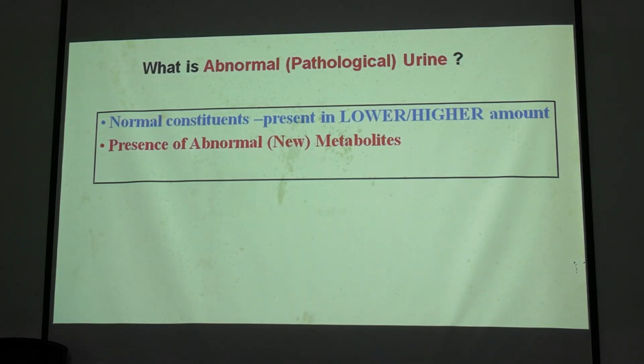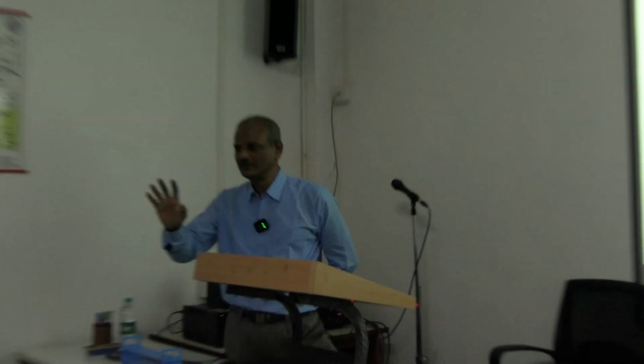So what is abnormal urine? Abnormal means pathological. Normal means it is physiological. Remember, normal means physiological. Abnormal means pathological, means disease. So if a normal constituent is present in lower concentration, that is also abnormal. If it is in higher concentration, that is also abnormal. And for abnormal presence of something that is not normally present, that is also an abnormality.